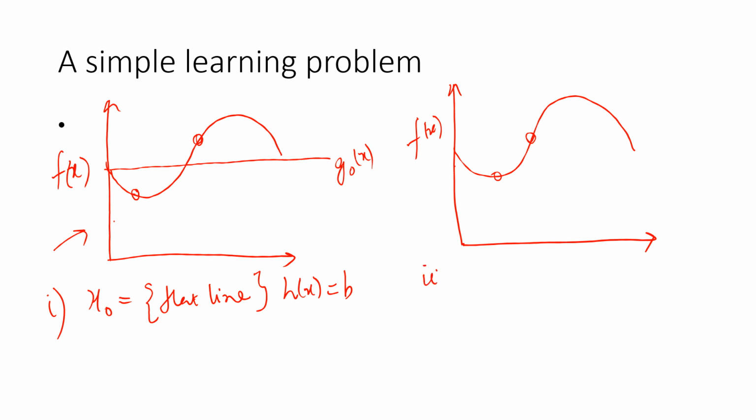The second hypothesis set, let's call it H1, is a line with a slope.